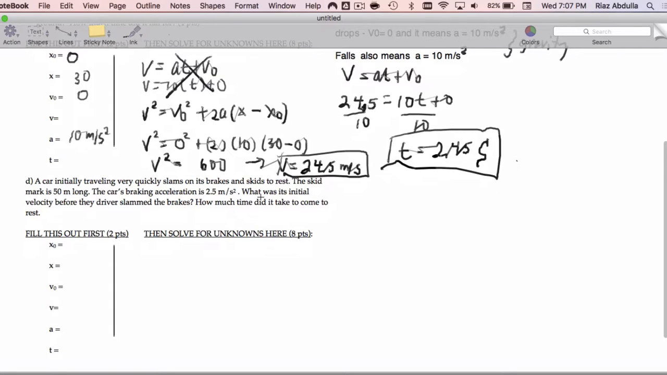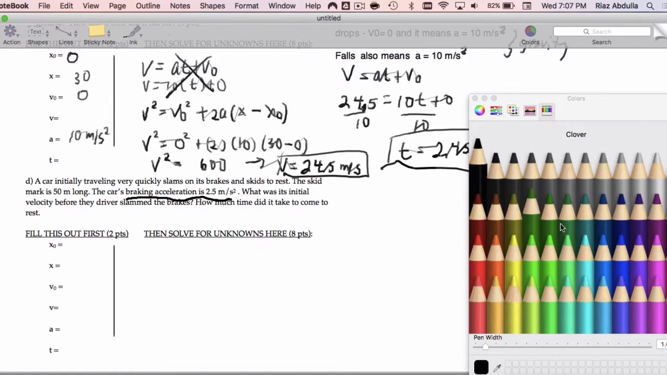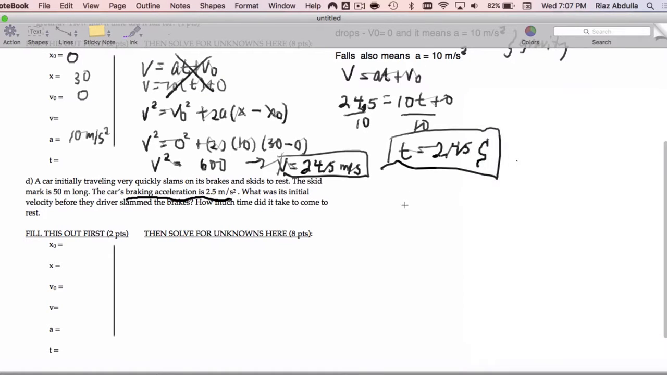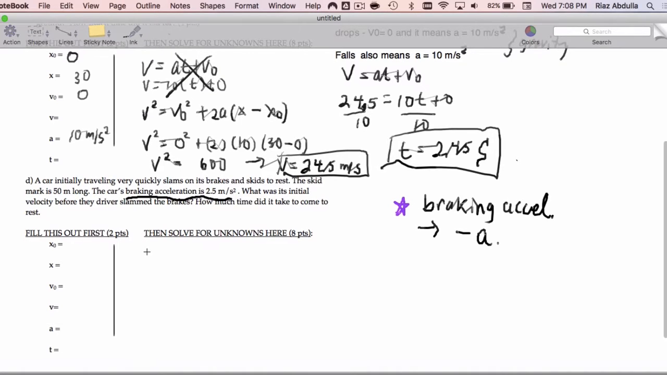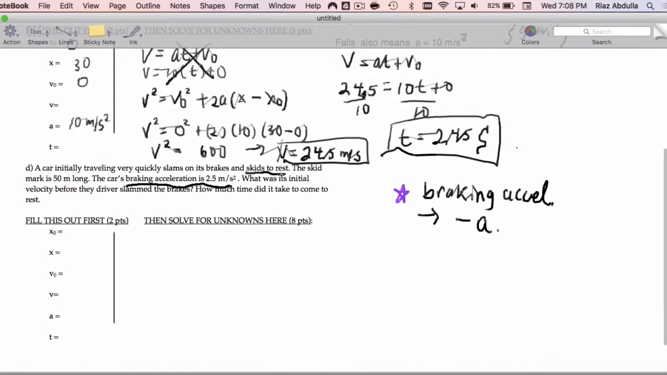Now I'm going to move on to problem D. It says a car initially traveling very quickly slams on the brakes. One thing I want to be clear on, it says braking acceleration. So one other little hint here: if you see the words braking acceleration, that means put a negative sign in front of the acceleration. So in this case, it skids to rest, so v final is 0.